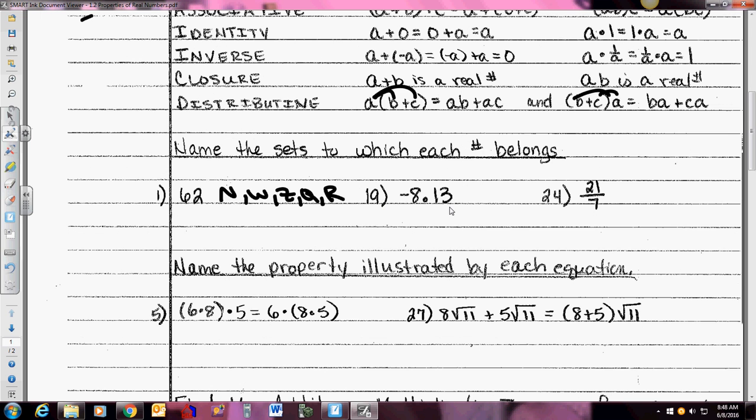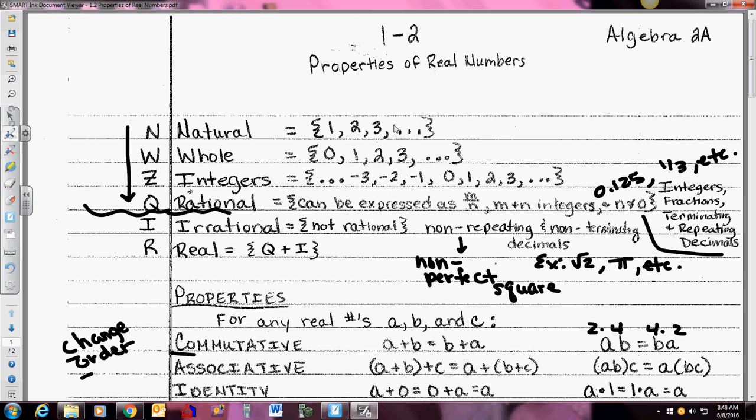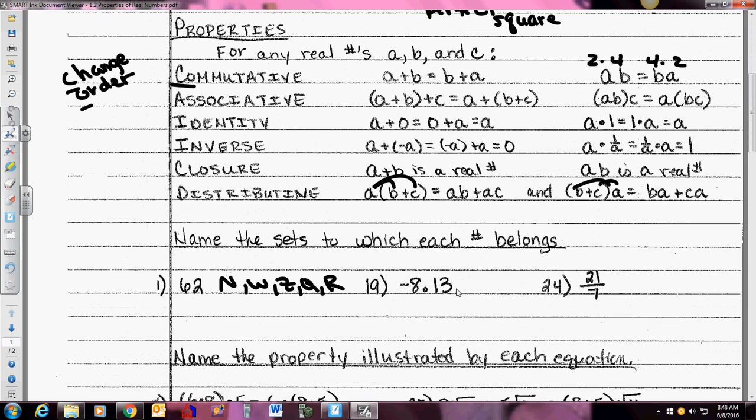Number 19, negative 8.13. Is negative 8.13 a natural number? No, right? No fractions, no decimals here. Is it whole? No. Is it an integer? No, you can't have fractions or decimals in integers. Is it rational? So here's our question. It's either rational or irrational, right? We have to pick one. If it's rational, it stops. Does this number stop? Terminate? Yes, right? If it had dot, dot, dot at the end, it wouldn't. But because there's no dot, dot, dot at the end, it stopped. So that automatically means it's rational. And again, for now, everything is real. So we have Q and we have R.